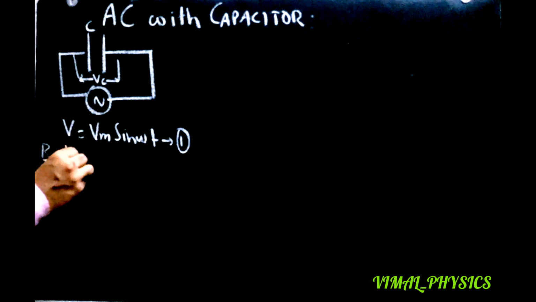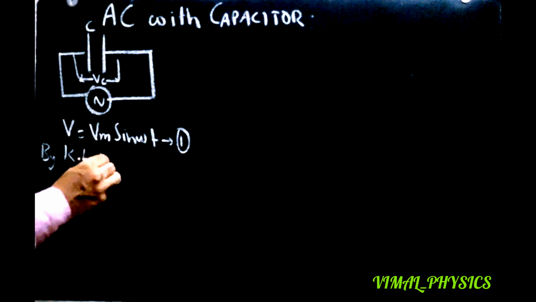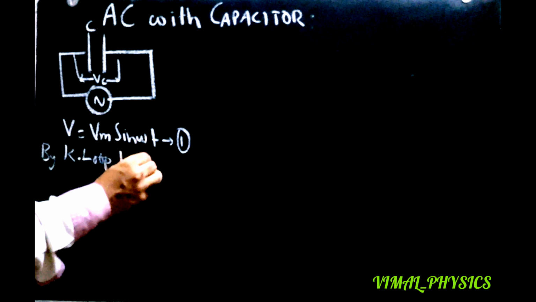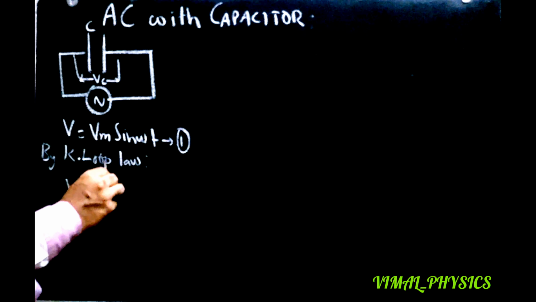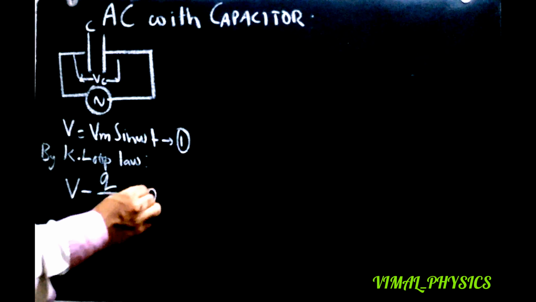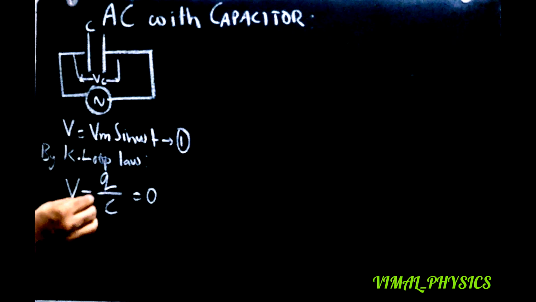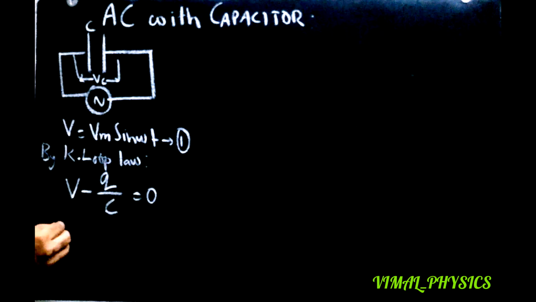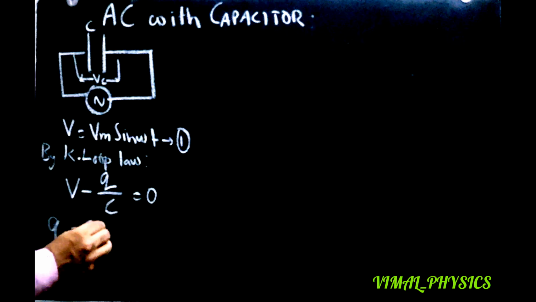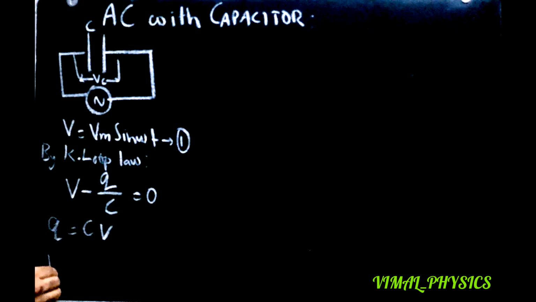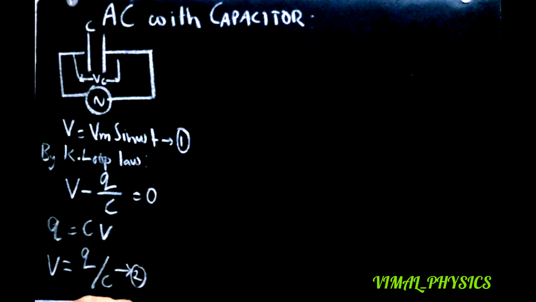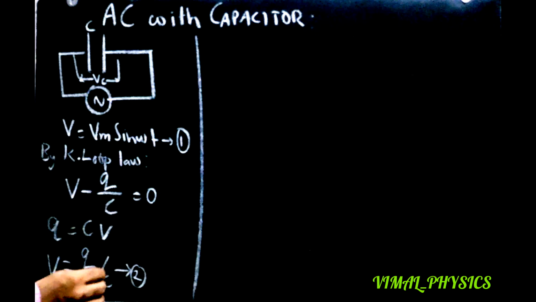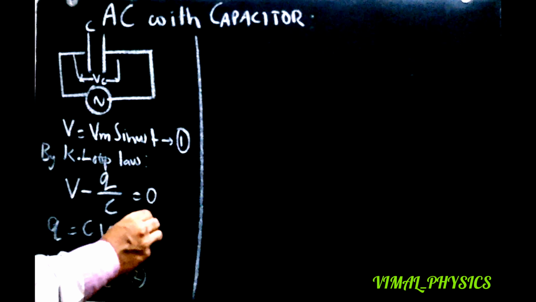But here, since we are using a capacitor, we'll be using the capacitor's equation. By Kirchhoff's law, we'll be using Kirchhoff's loop rule. That is, V minus Q by C is equal to 0. So, from this, we can take it as Q is equal to CV. That is the capacitor equation. Q is proportional to V. So, Q is equal to CV. Therefore, V is equal to Q by C.